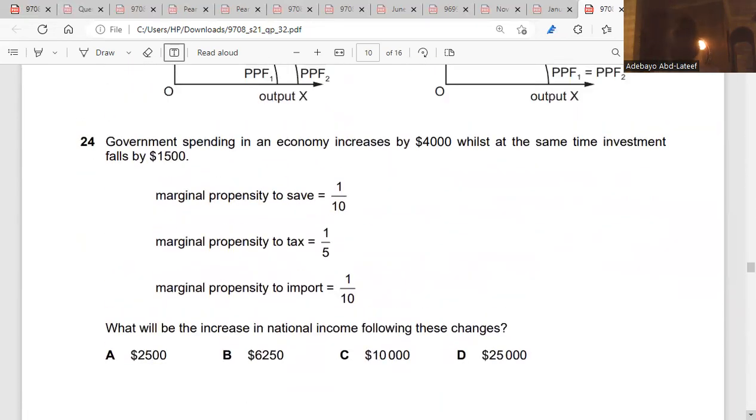24. It said, government spending in an economy increased by 4,000, while at the same time investment fell by 1,005. So what would be the increase in national income following these changes? It will be 2,500. That's 4,000 minus 1,005.